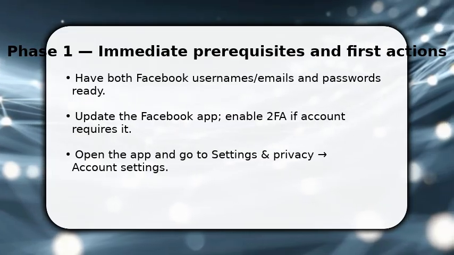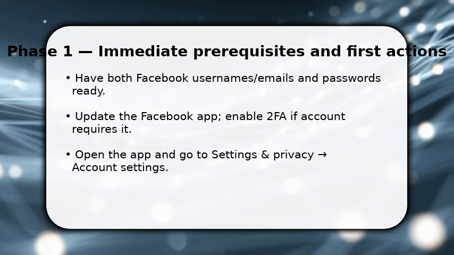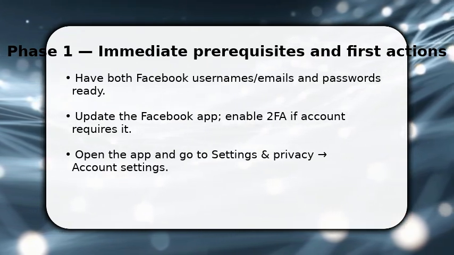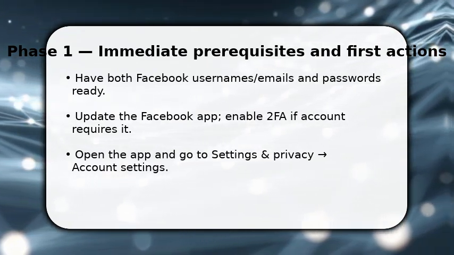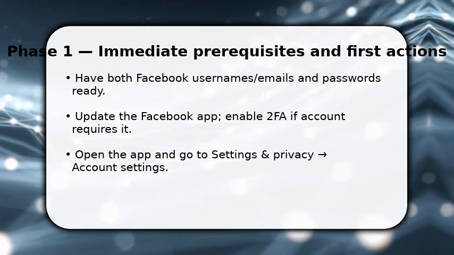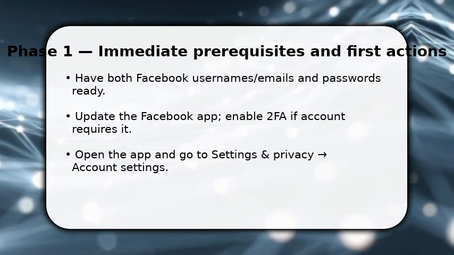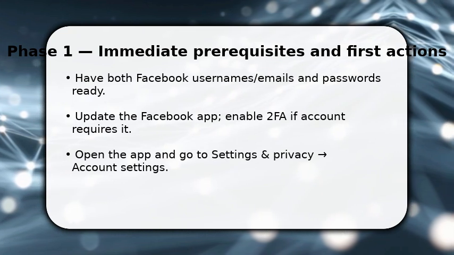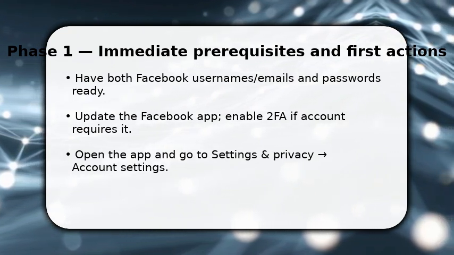You need both account credentials and a secure connection before you begin. Once done, update the Facebook app and enable two-factor authentication if you haven't already. That prevents lockouts. Next, open the app and tap Settings and Privacy, then Account Settings.